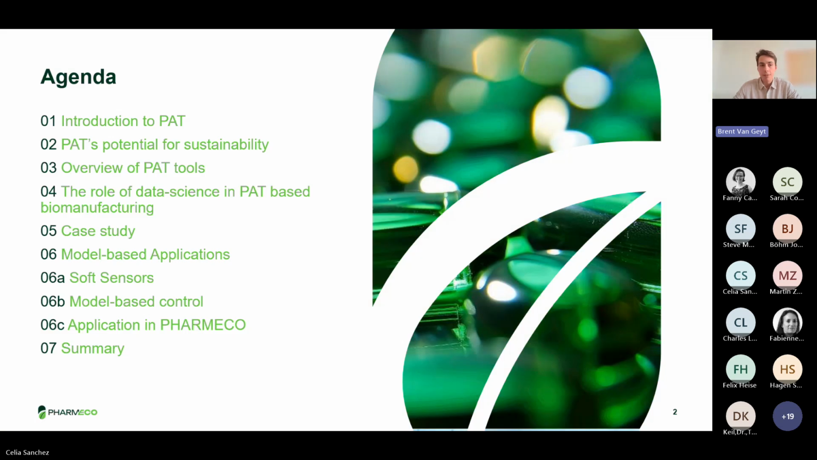First of all, I will go quickly through the agenda of the webinar today. First, the introduction of PAT, so what PAT actually is. Then PAT potentials for sustainability. Then I will give an overview of the different PAT tools we have available. Then the fourth point is the role of data science. This is by Celia, and she will also give a case study. Then after that, Joshua will take over, and he will talk a bit more about model-based applications, soft sensors, and model-based control, and also an application in PHARMECO itself.